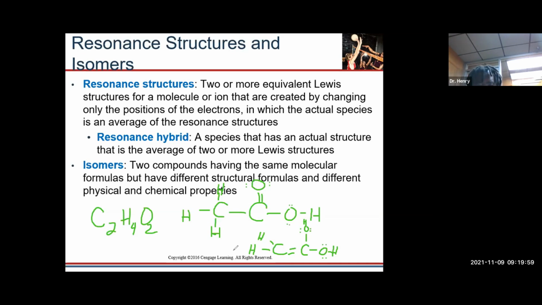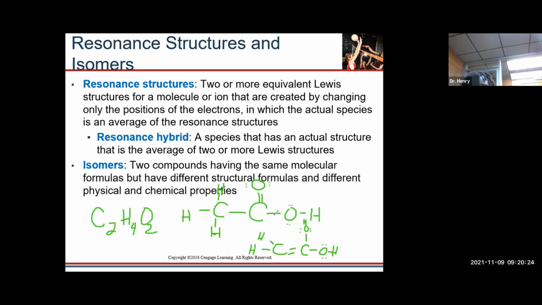Okay, so if we look at these two structures, these are called isomers of each other. They have the same number of all of the elements, so they have the same chemical formula, but they have different structures. This is a single bond, this is a single bond, and there's a double bond here. There's a double bond here, with a single bond between.